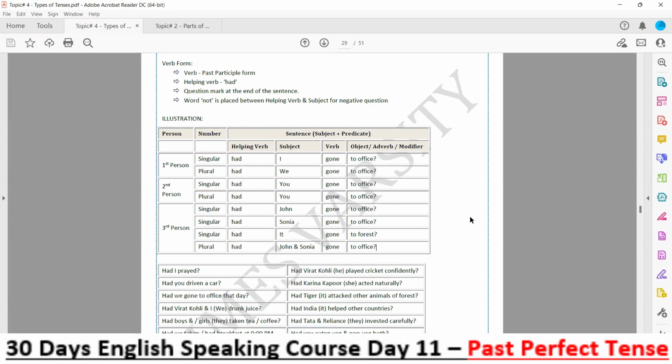Because here it, the pronoun, is used to denote or express non-living things or animals. Yes, next. Had John and Sonia gone to office?